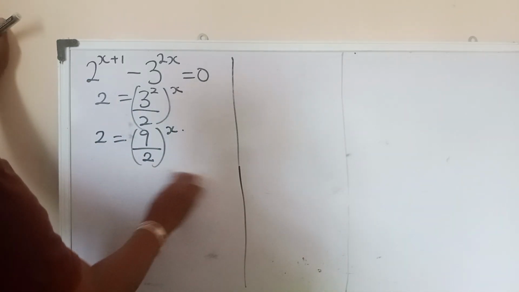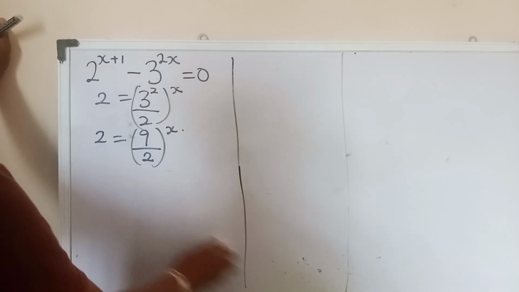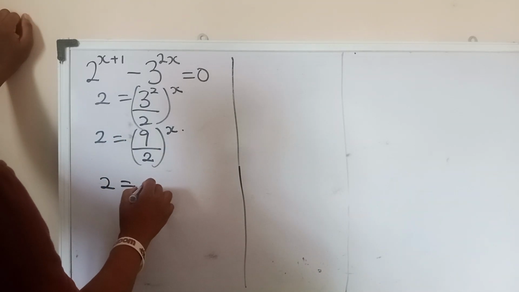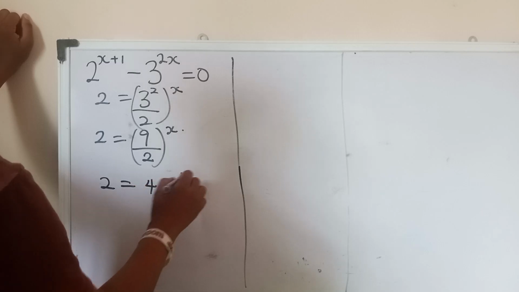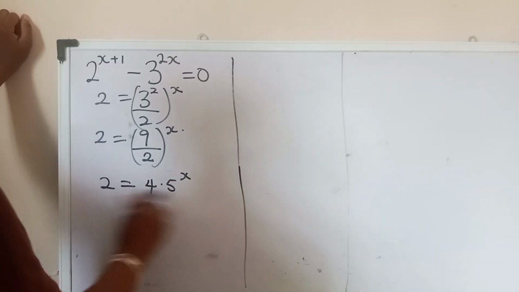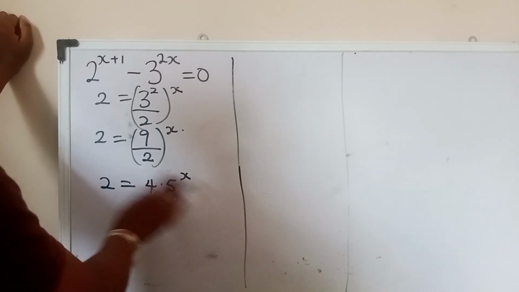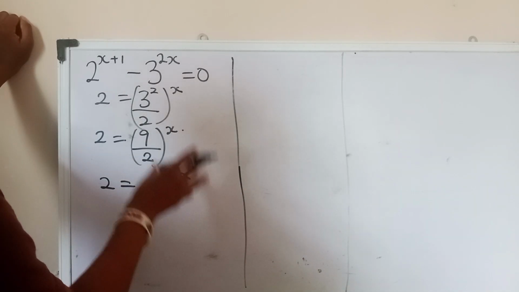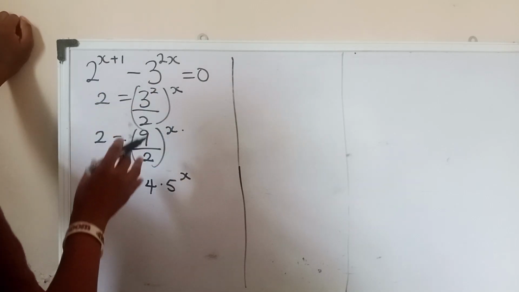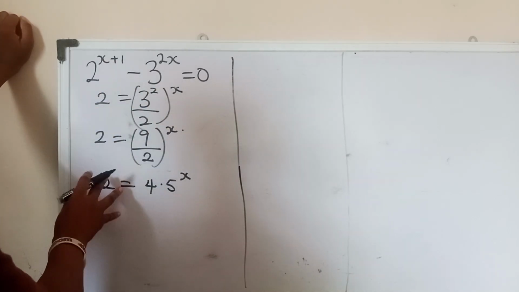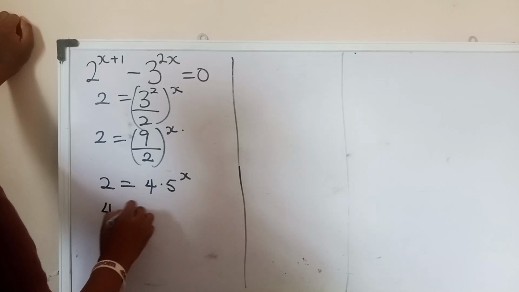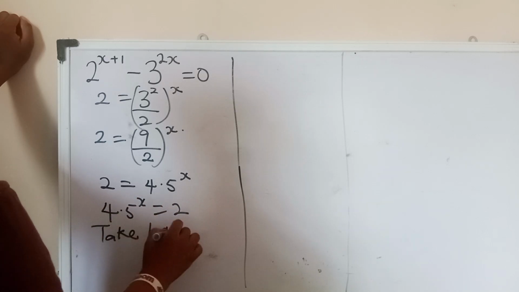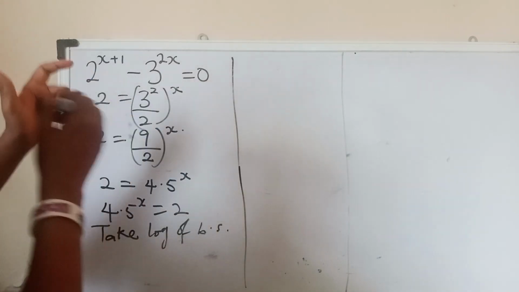Alright, so the next thing we're going to do is 2 is equal to, this will give us 4.5 all to the power of x, yes? So we're going to take the log of both sides, but before we do that, let's interchange this so that the variable we're looking for will be on the left hand side. So we have 4.5 to the power of x equals 2. I'm going to say take log of both sides.